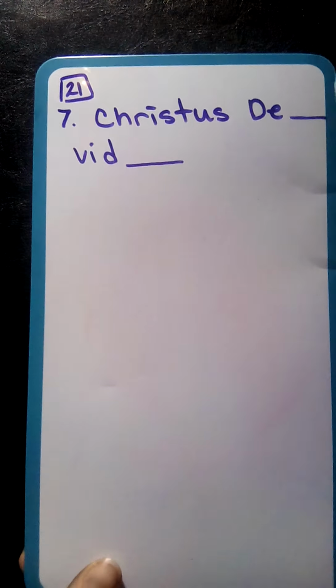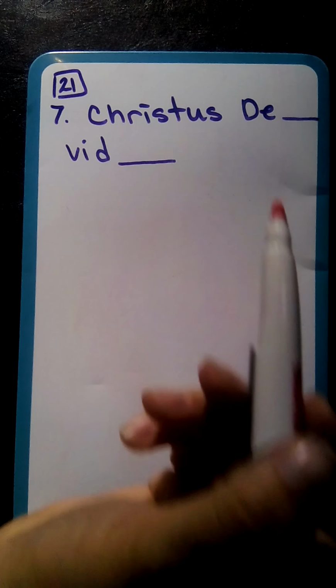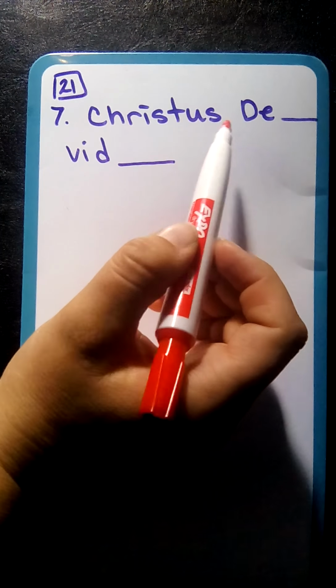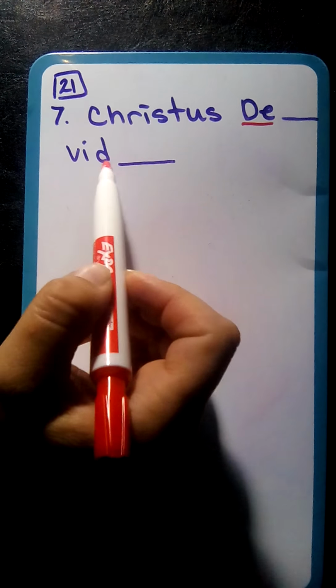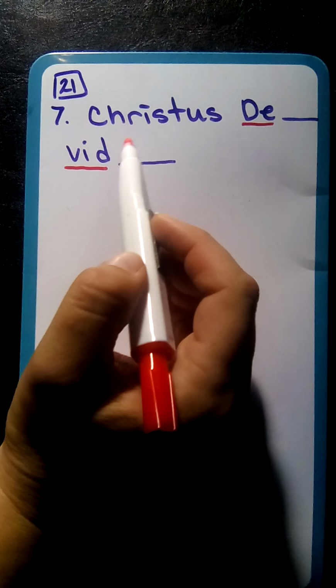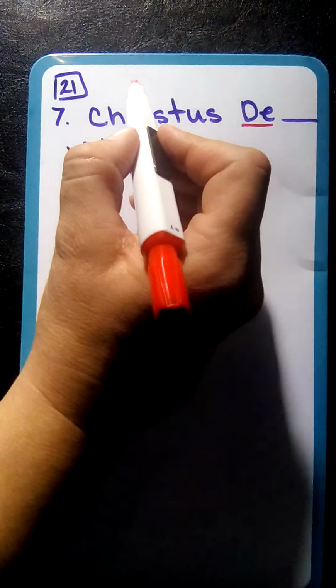All right, and lastly, we are going to do number 21. And 21 asks us to complete these sentences and to translate. So we're going to start by completing the sentence. We're going to read what we can. We have Christus, Deum, which is the stem for God, and vide, which is the stem for see. So Christ, what? Sees. And so Christ is the subject of our sentence.